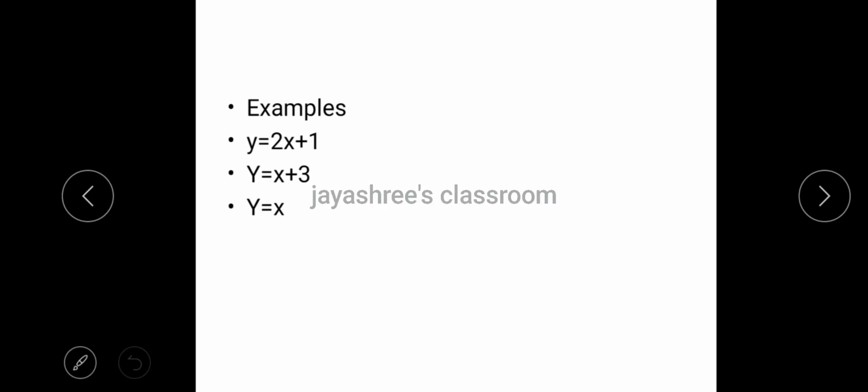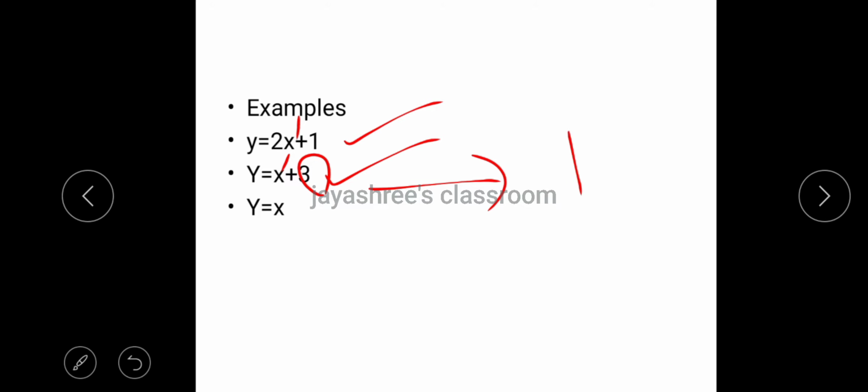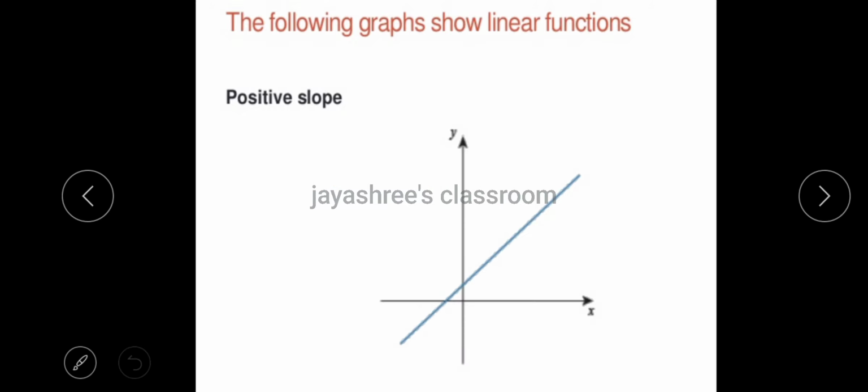We can take examples such as y is equal to 2x plus 1. This is of degree 1. y is equal to x plus 3: x has degree 1, 3 is a constant, degree 0. So the maximum degree of this is 1. Therefore, it represents a linear function. And y is equal to x, again degree 1. Therefore, linear function. When you draw the graph of such functions, we will get a straight line.